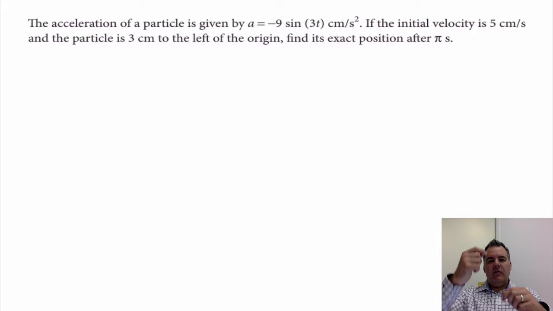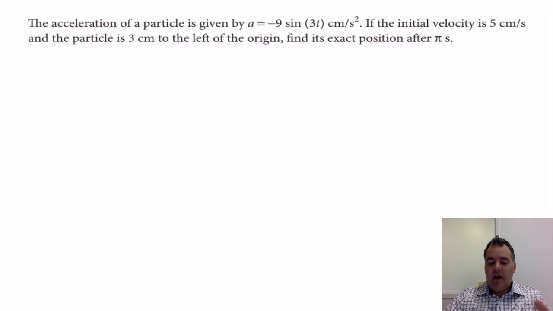So this kind of harmonic motion, simple harmonic motion, is a really important application of these trig functions. And this is one kind of example here. We're given the acceleration of this particle, given this trig function, in centimeters per second squared. We've got the initial velocity, and initially means when t is equal to 0, and the particle is 3 centimeters to the left of the origin, which means that the displacement is -3, and we want to find its exact position after pi seconds. So if we've got the acceleration, how do we find out what the velocity is?